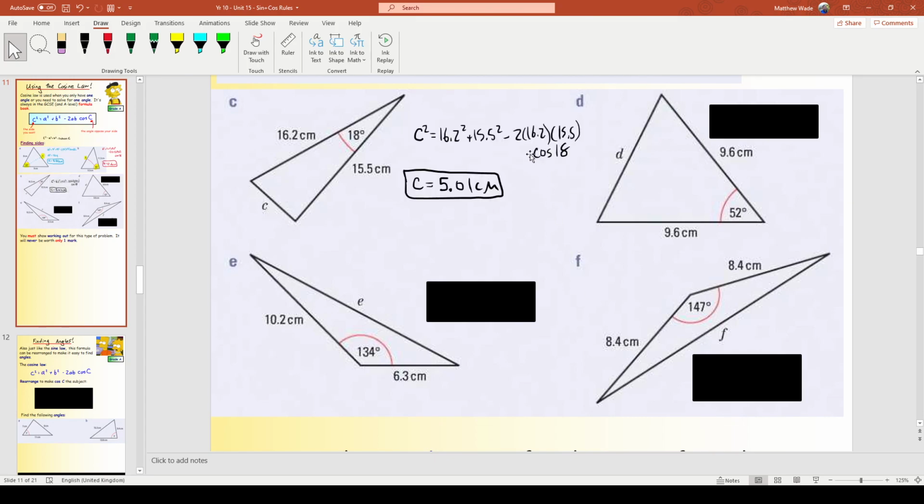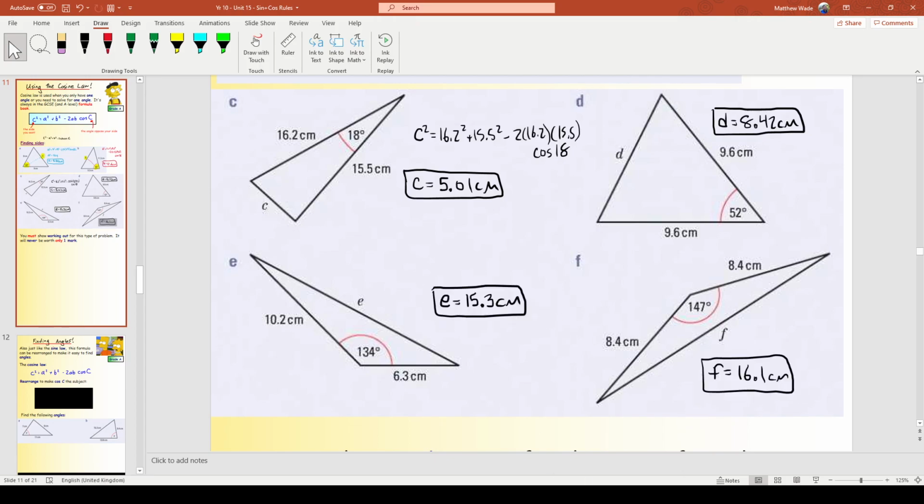5.01 for the first one with a step, just so you can see the step. 2 steps is the minimum workings out: 1 to show the substitution, 1 for the answer. Now me being lazy, I've just put single answers in for the rest. Second answer, 8.42. Third answer, 15.3. Final answer, 16.1. Doesn't make any difference if the angle is obtuse or acute. So happy days with those 4. Hope you're on the right track. Minimum step is that. Cool.